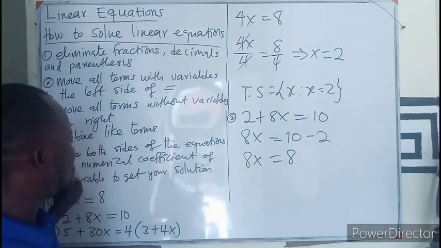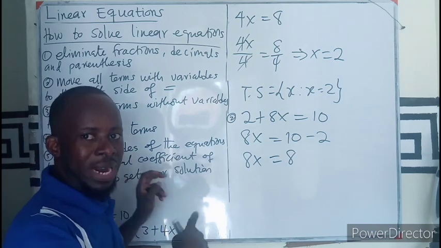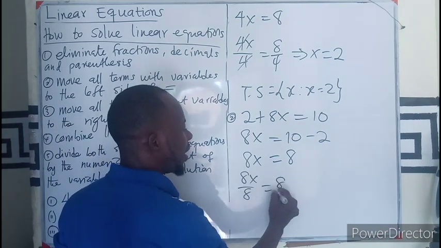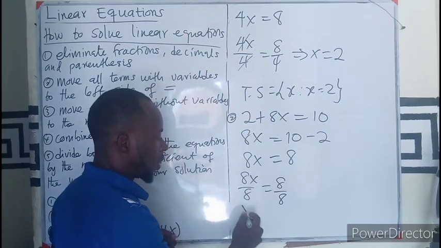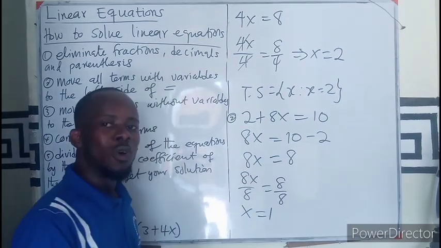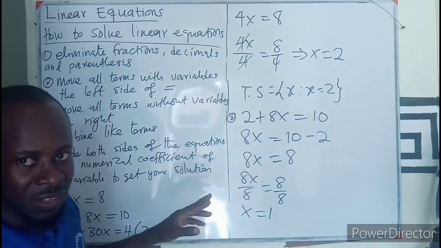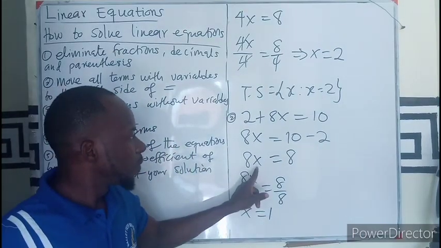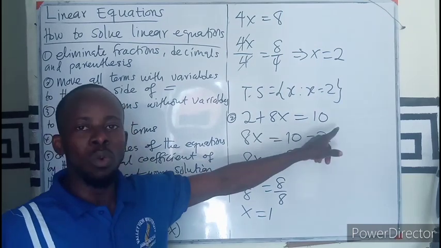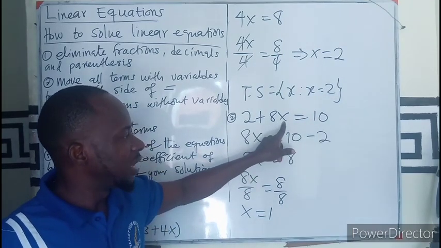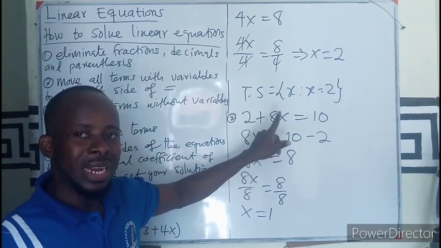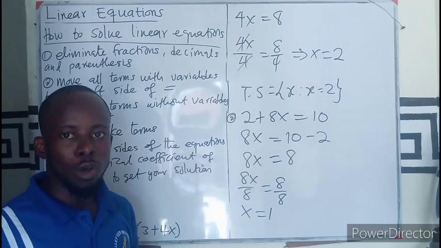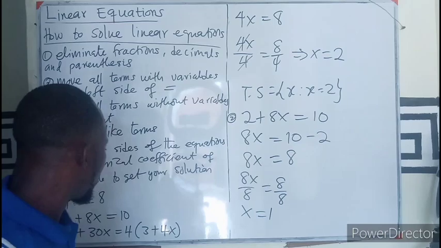Now we come back to the last term, dividing through by the coefficient. 8x over 8, 8 over 8. So x will be equals to what? 1. So the solution of this equation will be x equals 1. X can only be 1 here to make this statement what? True. If x is 1, 8 times 1, that will be 8 plus 2, that will be 10, making this statement also a true statement.